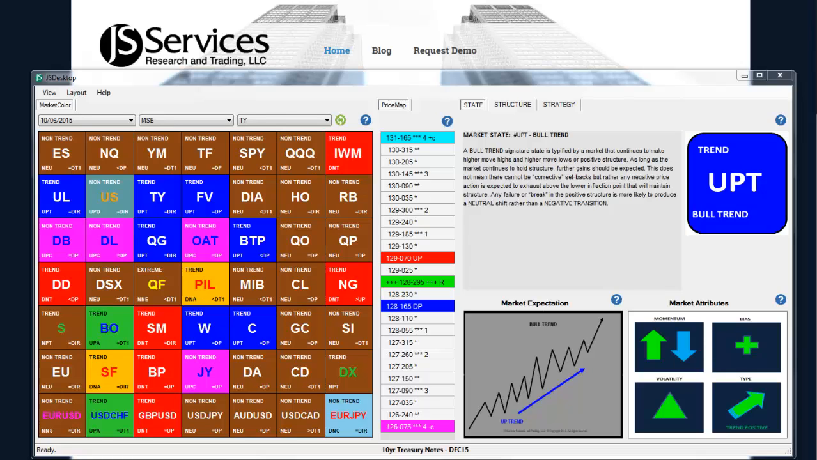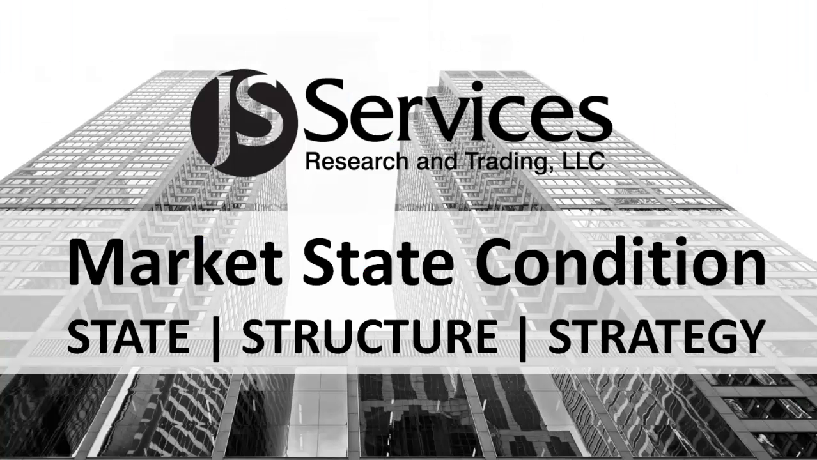JS Services is presenting the technical truths that all methods have to deal with. The awareness to these facts provides clarity, which is the edge for intuitive decision making. If trading is a chess game, your trading tactics are the pieces you play the game with, and the market state condition is the board. Understanding the nuances of each condition is critical to improving your awareness and ability to make intuitive decisions.